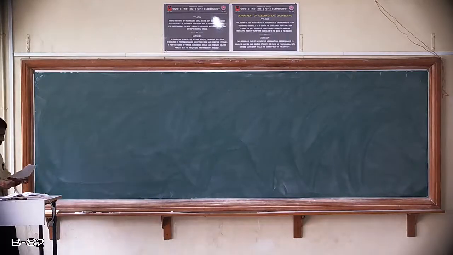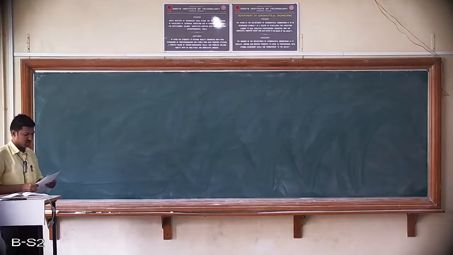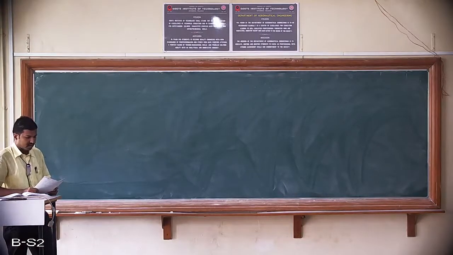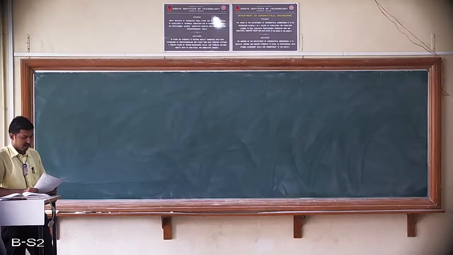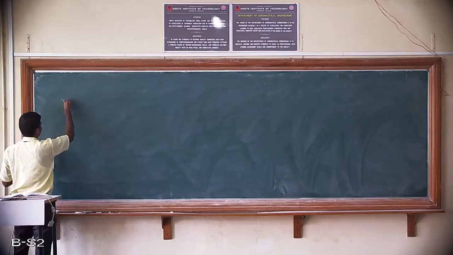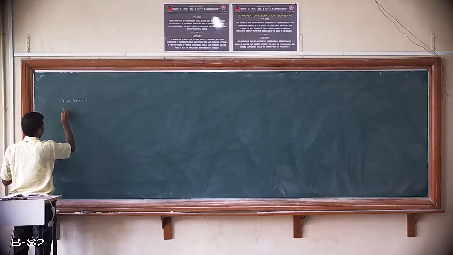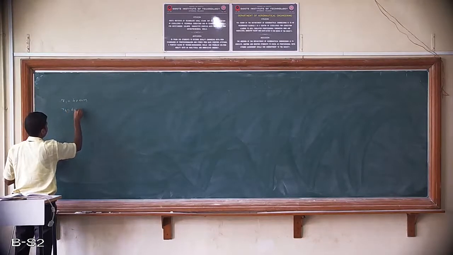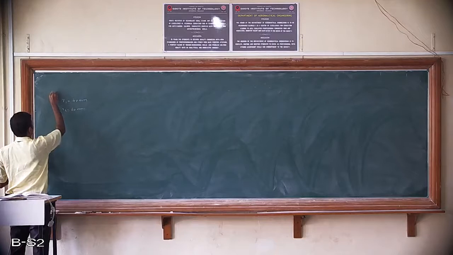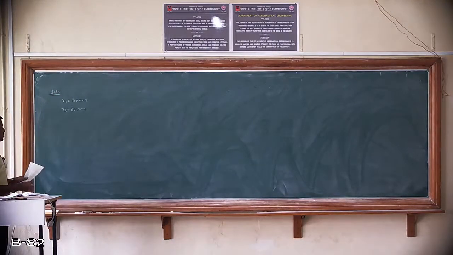In the problem statement, it is given that the extreme radii of rotation of balls are 40 mm and 60 mm. So it means two radii are given, that is R1 is equal to 40 mm and R2 is equal to 60 mm. So I am going to write the given data. R1 is 40 mm, and R2 is 60 mm.